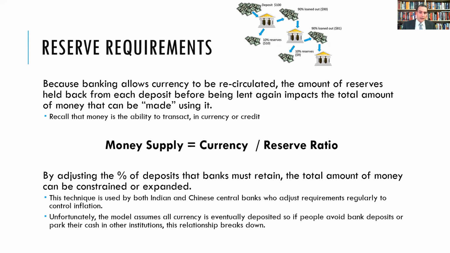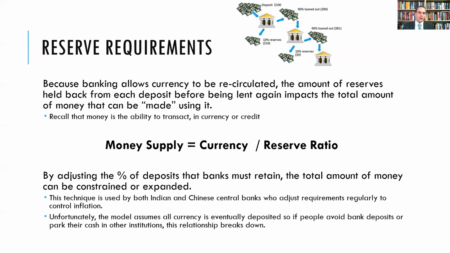So this is the technique that we used to use in Canada. Used to use this in the States until the 1980s. For the most part, though, Indian and Chinese central banks still use this system. Both the Reserve Bank of India and the People's Bank of China regularly make adjustments to the reserve ratio of commercial banks in order to either encourage economic activity or to slow it down.